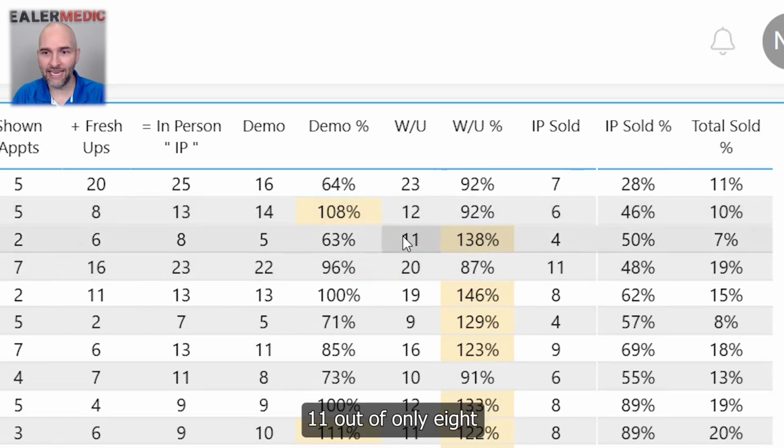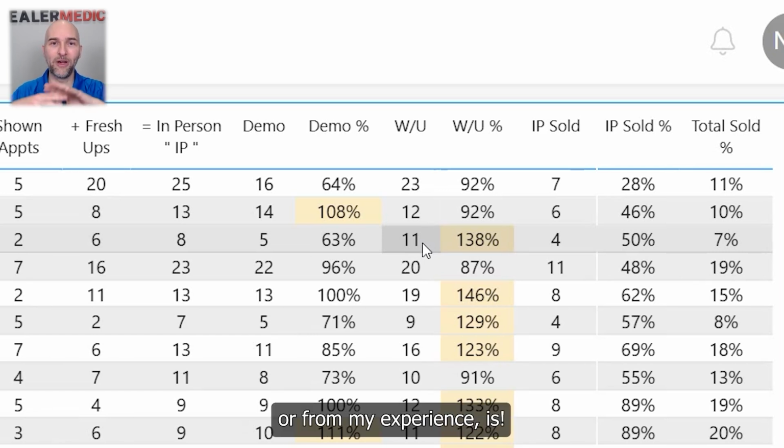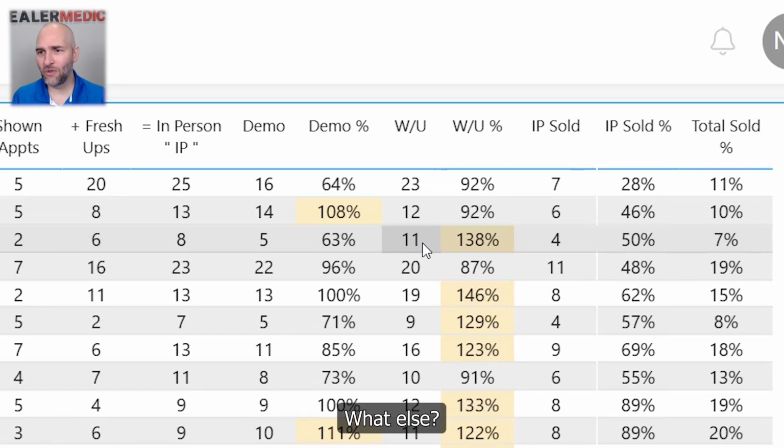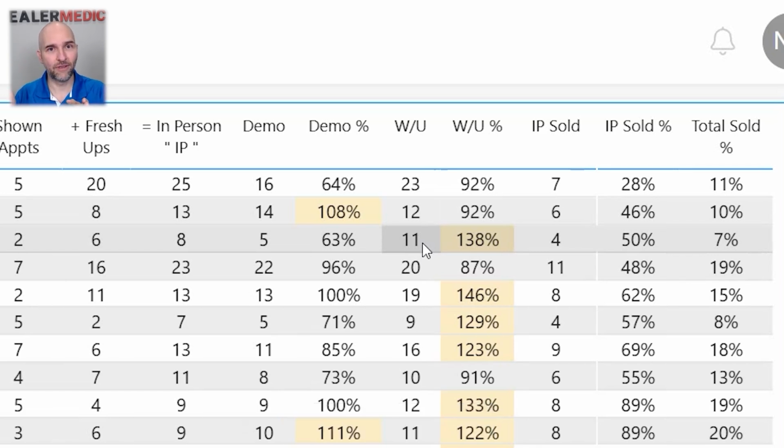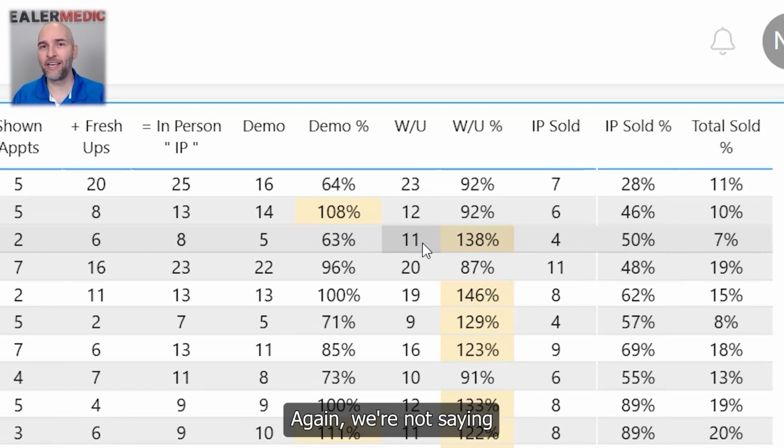On the write-up, same thing. 11 out of only 8 in person. What could happen there? Again, a whole bunch of different things. Maybe a phone pop did a deal over the phone. That's plausible. Could be user error, which 95% of the time, in my opinion, or from my experience, is. What else? Maybe there was the first pencil, customer went home, came back, did another one, went home, came back, did another one on a different day. Depending on the CRM that you use, it might add those up. And that's fine. If that's the case, that's fine. Again, we're not saying this is wrong.